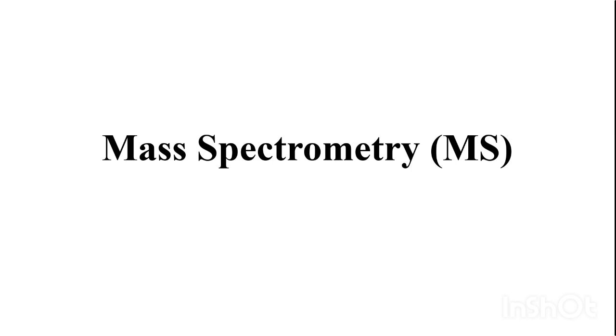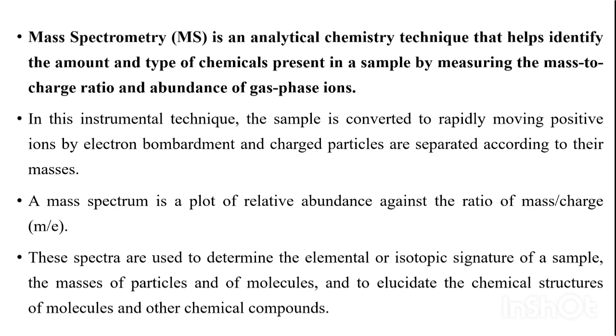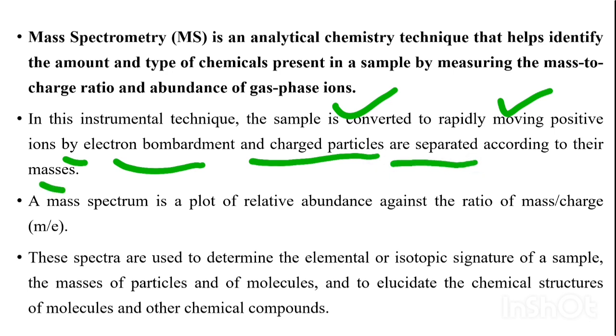In this video, we will discuss mass spectrometry. Mass spectrometry is an analytical chemistry technique that helps to identify the amount and type of chemicals present in your sample by measuring its mass to charge ratio and the abundance of gas phase ions. In this instrumental technique, the sample is first converted to rapidly moving positive ions by electron bombardment, and the charged particles are then separated according to their masses.